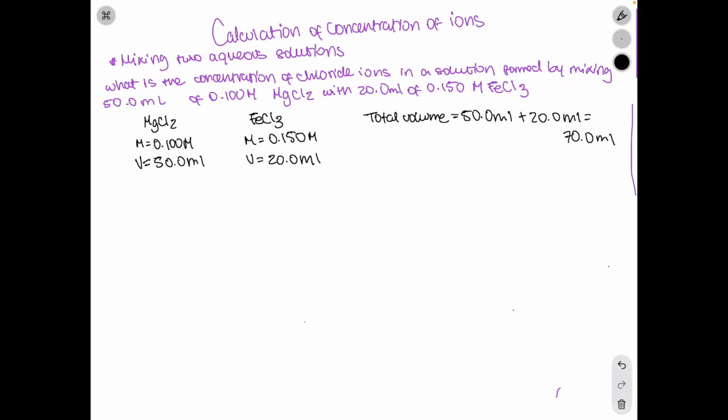So now, in order to calculate the chloride ions from the solution, we first have to write down our equation in order to know the reaction and to properly calculate the ions. First, we know this magnesium chloride, they said it's aqueous solution, so it's aqueous, plus iron chloride, that's also aqueous.